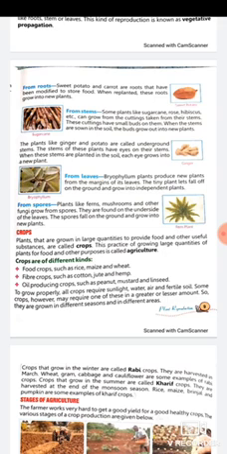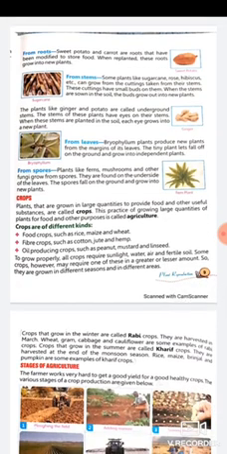Next. The plants like ginger and potato are called underground stems. The stems of these plants have eyes on them. When these stems are planted in the soil, each eye grows into a new plant. Next, from leaves. Bryophyllum plants produce new plants from the margins of their leaves. The tiny plants fall off on the ground and grow into independent plants.